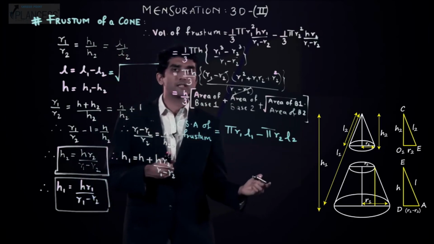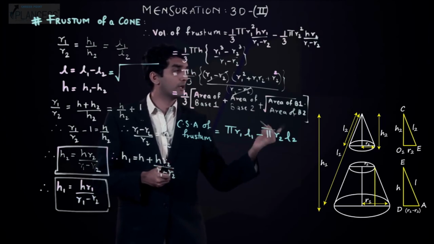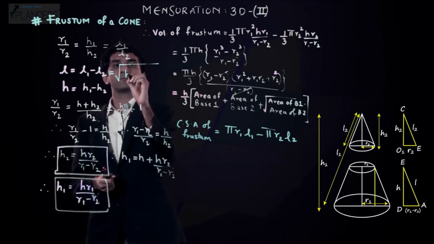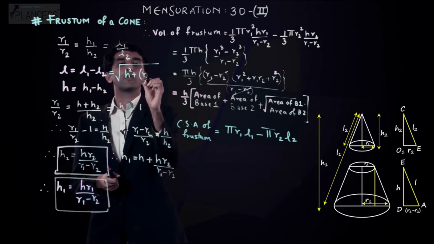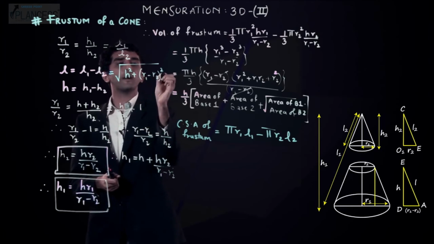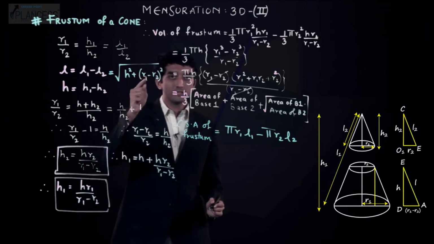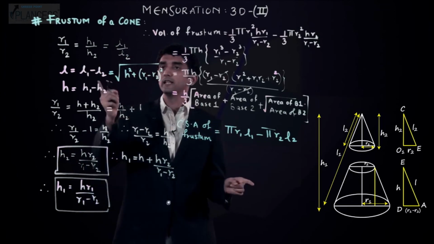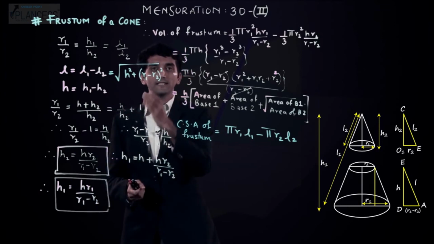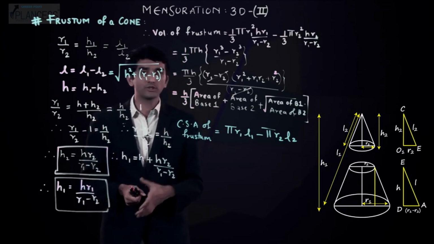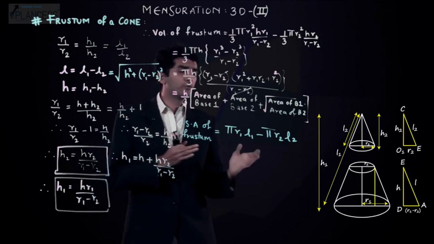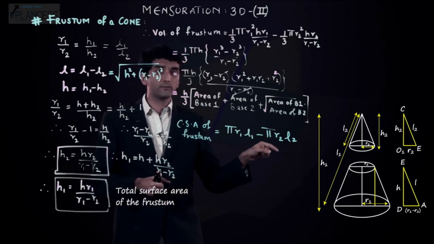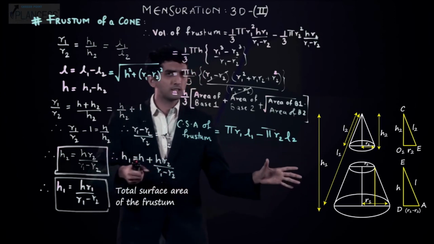L square, as you can see, is directly equal to H square plus R1 minus R2 the whole square. So L is nothing but the square root of H square plus R1 minus R2 the whole square. So this is another important formula. One is volume, one is curved surface area, the third is slant height. As you can see, it is in terms of H, R1 and R2, which is very important. And obviously the total surface area of the frustum is going to be that curved surface area, another very important last formula.